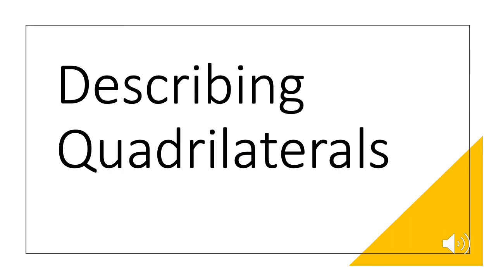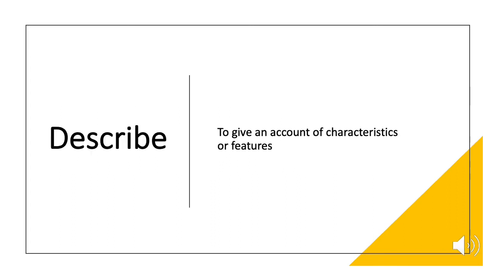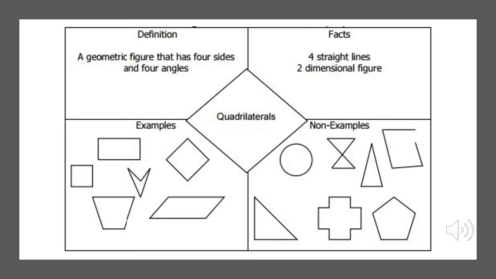Now let's have a look at how we describe quadrilaterals, in other words, four-sided shapes. To describe something means to give an account of the characteristics or features. So we're going to have a look at the characteristics of different quadrilaterals. A quadrilateral is a two-dimensional shape. In other words, it's flat. It has four straight sides and four angles.